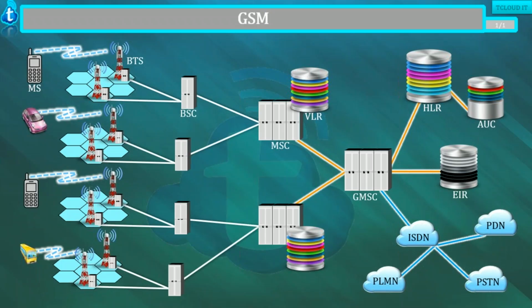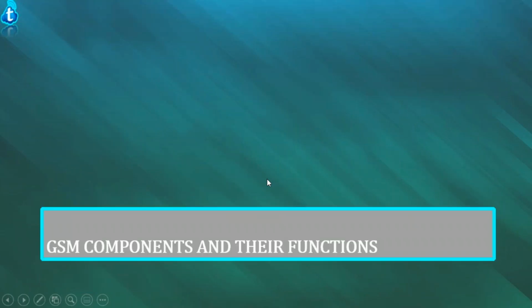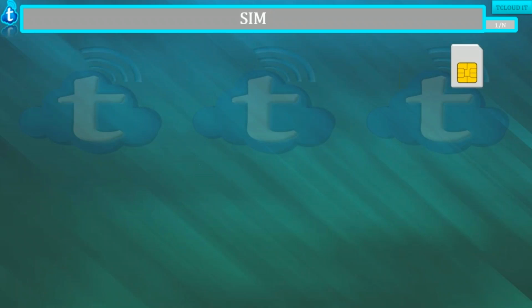So what are we going to do today? We are going to introduce these components one by one to study the things at a deeper level. So first we are going to start with the most famous one among them all from a user perspective, a SIM card.